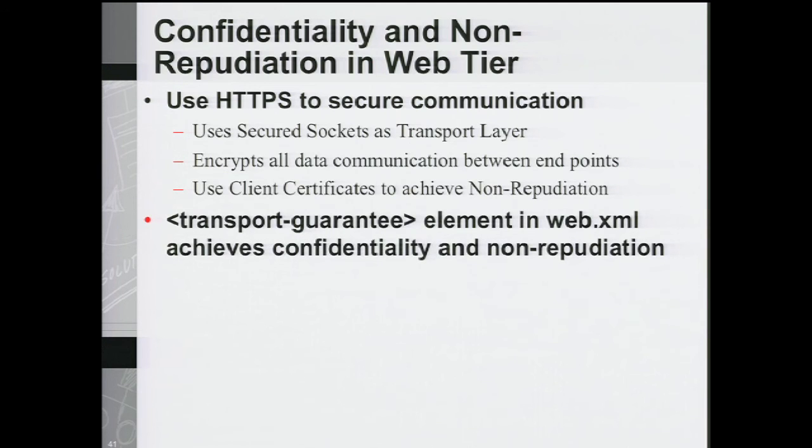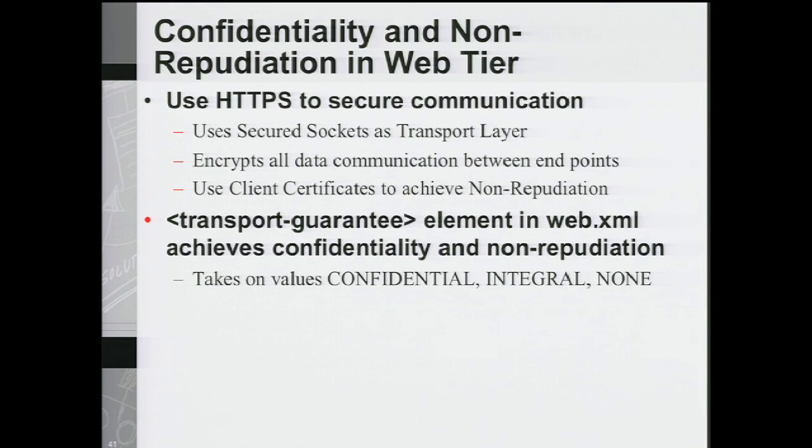So we looked at the transport guarantee element in web.xml that we said we're going to talk about later. That's the element we can use to ensure confidentiality and non-repudiation in our application. It takes on three values: confidential, integral, or none. Confidential says that the data is protected, and integral says that the data is not tampered with along the way. There's typically one way of achieving it, which is using SSL.